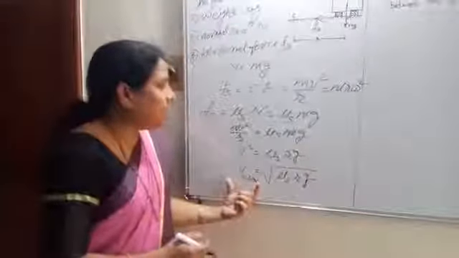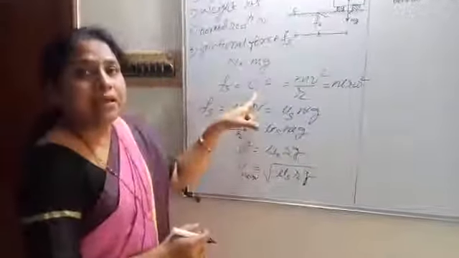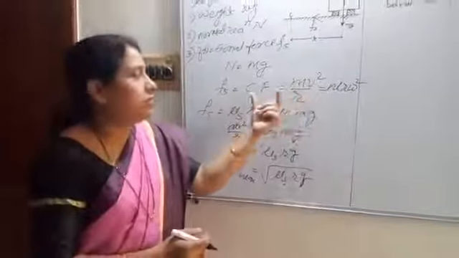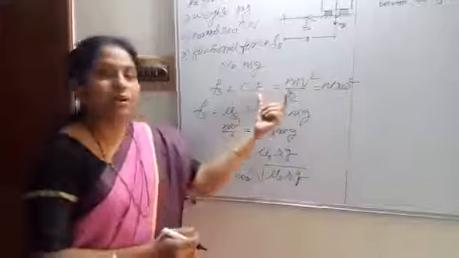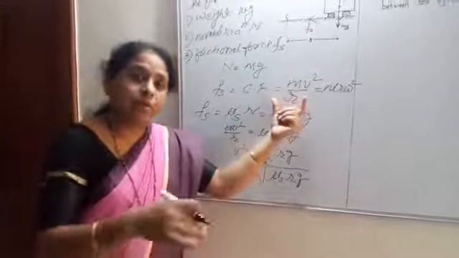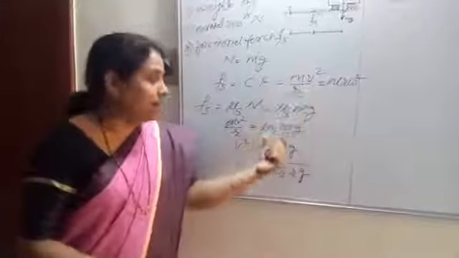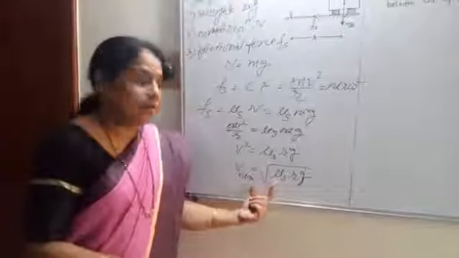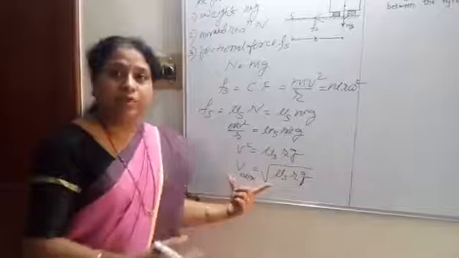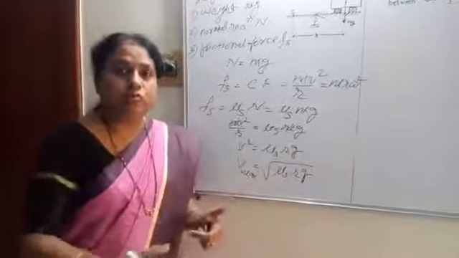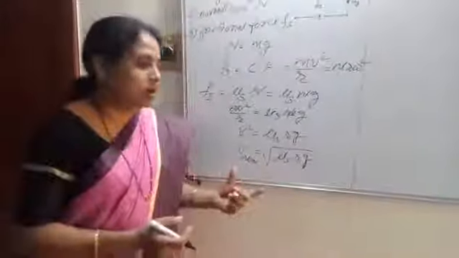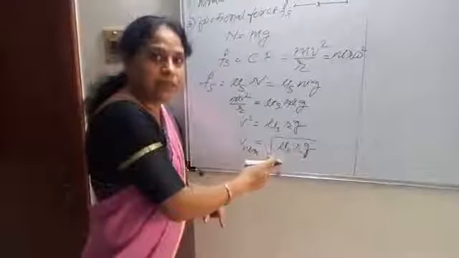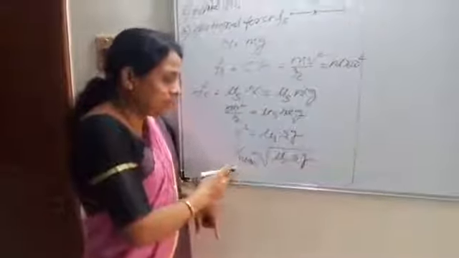If we increase this value v, then what will happen? In the centripetal force we have mv square by r. If we increase v, the centripetal force will increase, and that proper centripetal force will not be provided by the frictional force because the frictional force has some limit. So we have to find the maximum speed limit when the vehicle has to move on a horizontal curved road.